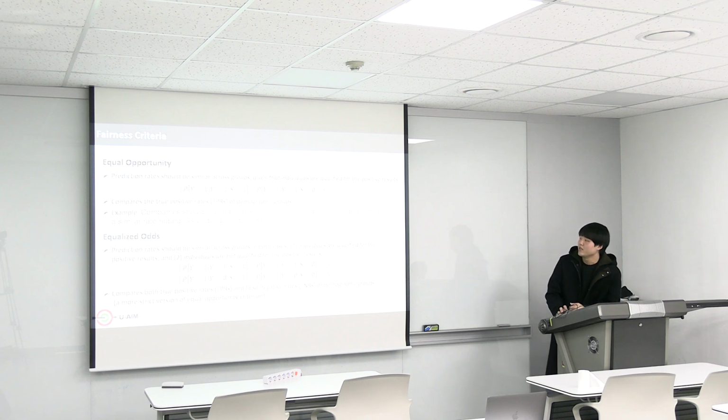Another criterion is equal opportunity, which means the prediction rate should be similar across groups, given that the individuals are qualified for the positive result. This is mathematically expressed like this, where Y is the ground truth label, which means whether an individual is qualified or not. So it compares the true positive rate across demographic groups. One example is that companies should hire applicants who meet the conditions of employment at a similar rate across sensitive attribute groups.